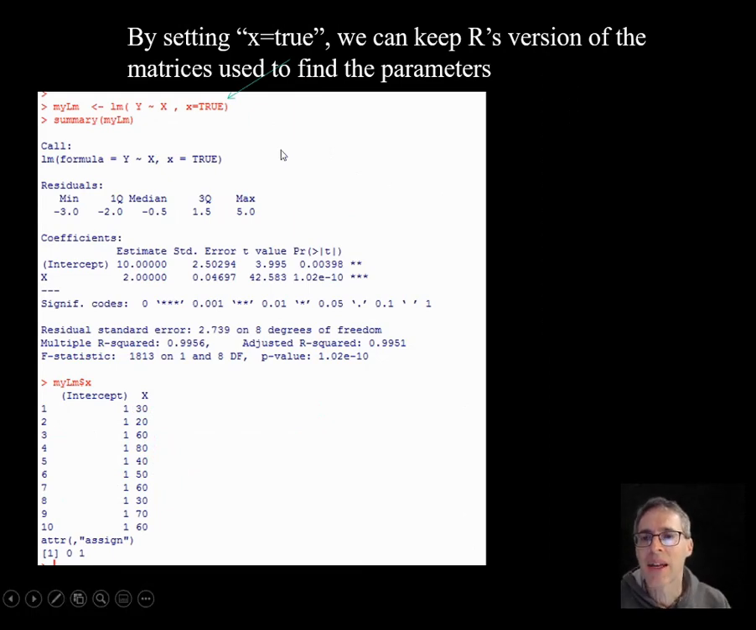So we can ask R to save the matrices that it's using and allow us to inspect these matrices by setting x equals true in the linear model. So here I have my linear model of y squiggle x, the way I make any linear model, but I set x equal to true here. And then when I say x equal to true, I get the data matrices that are used, right?